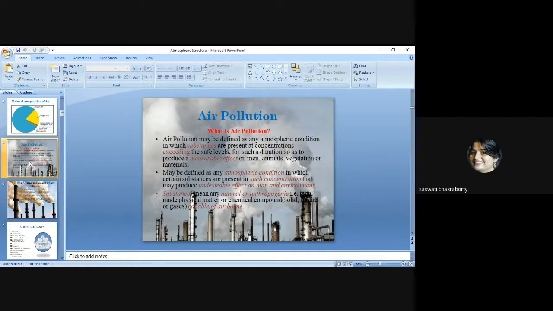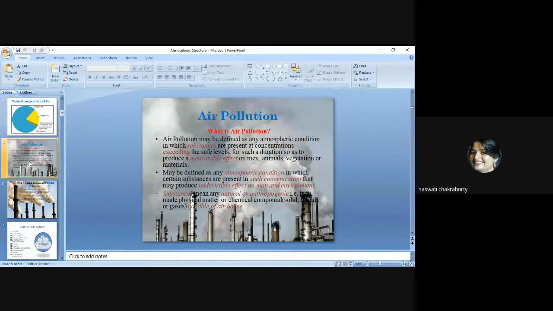Now, what is air pollution? We have come to know what air is and the importance of air, but when do we call it air pollution? Air pollution means addition of any substances into the air that exceed the safe level. Air contains various gases and molecules at a certain concentration that is appropriate for our life to survive, but when these substances exceed the certain safe level, then we call it air pollution.